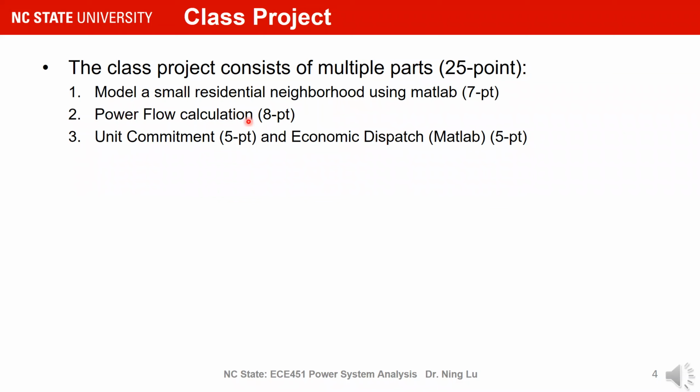The second assignment could be power flow computing. So it gave you a 3-bus system and let you compute how the power is flowing from one area to another area. The third assignment would be that you have a group of generators. You are going to decide how much each generator is going to generate to supply the load. So the point distribution is: the first part of the assignment usually is 7 points, the second part is 8, and the last part is 10 points.